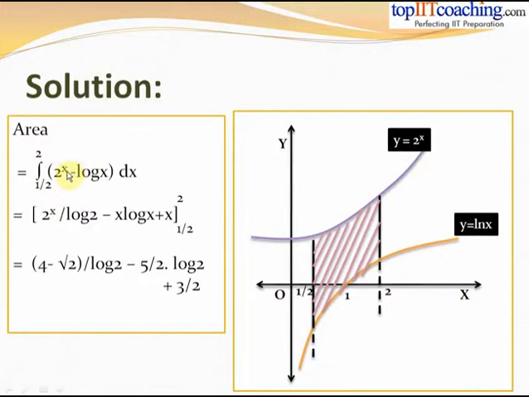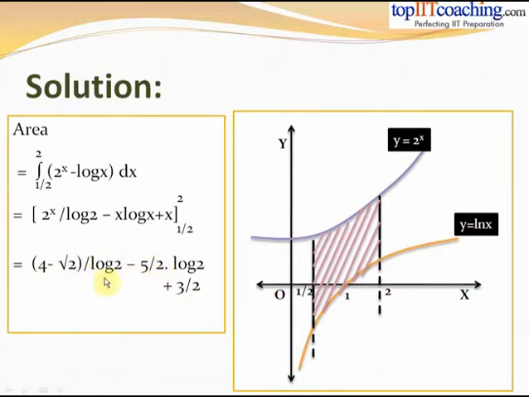Now the integral of 2^x is 2^x divided by log 2, and the integral of log x would be x log x − x, so the integral of the second term gives minus x log x plus x, from 1/2 to 2. Thus when we put x = 2 and x = 1/2 and subtract them, we get the final value of this integral as (4 − √2)/log 2 − (5/2) log 2 + 3/2.